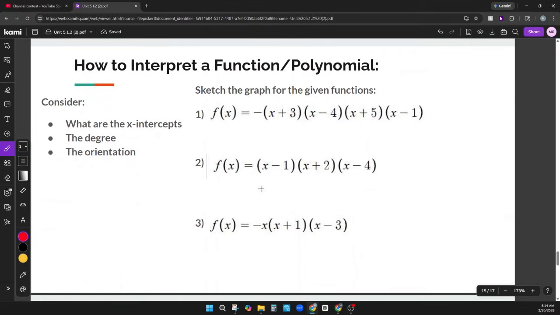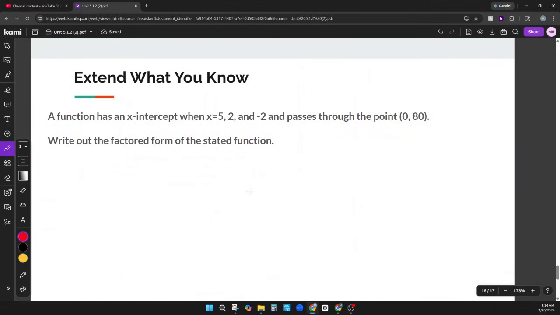And if we have time, then I would like you to consider the next part of this section, which is: if you're given x-intercepts, but now you're passing through a particular point, how can I take this information and write a function? So now I'm not just worried about the graph, but how would I take this information and write a function that would satisfy a graph that goes through all these points?